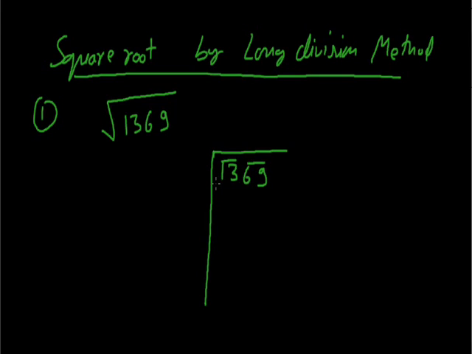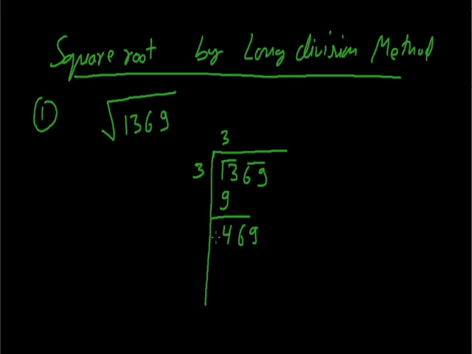Now the first step is that our number is 13, so we think of a number whose square is equal to or less than 13. The nearest perfect square which is less than 13 is 9, so we write 3 as a divisor, 3 as a quotient, and 3 squared is 9. Now we subtract 9 from 13, we get 4, and we write down the next period, that is 69.